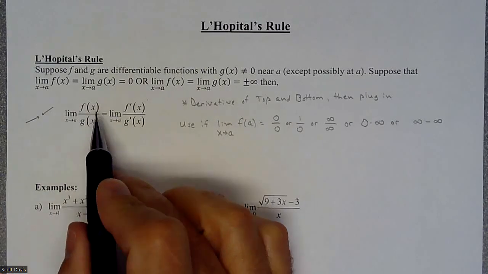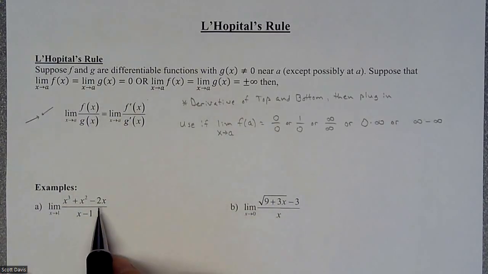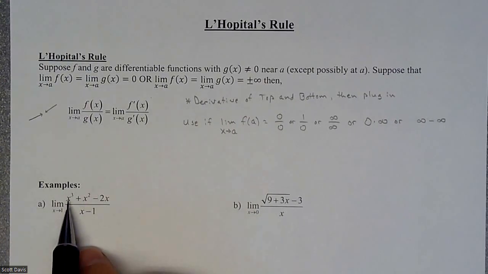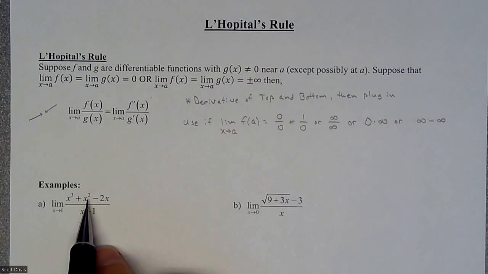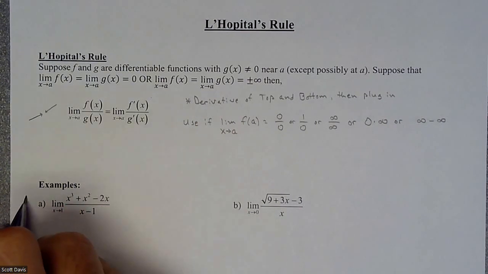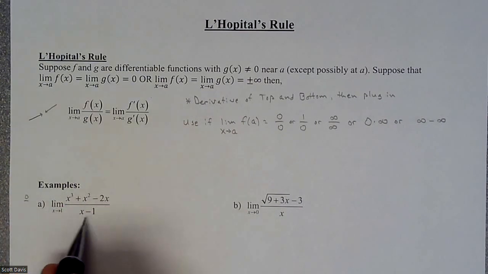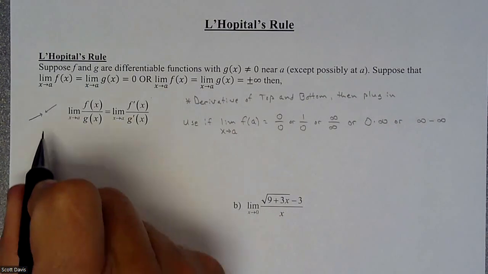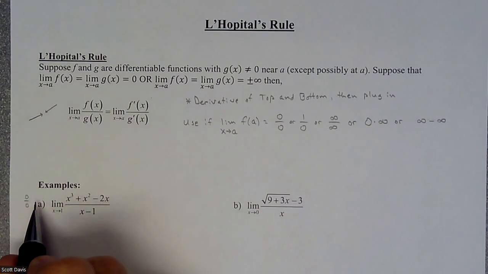And so we came across some problems such as this, where if you plug in 1 into this, you got 1 plus 1 minus 2. So that's a 0. And then you got 1 minus 1, which is a 0. So that forced us to do some different things. We had to factor the top, see what we had. This implied that we had a hole. So the limit existed, but we needed to figure out what it was.